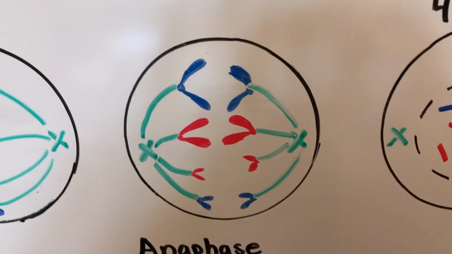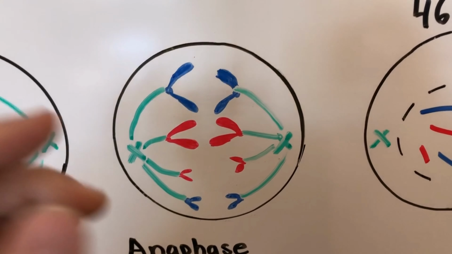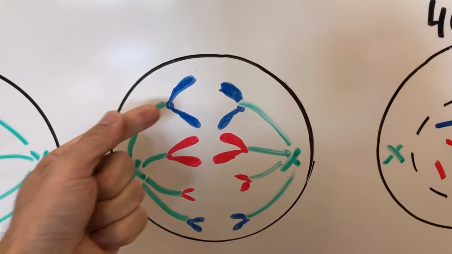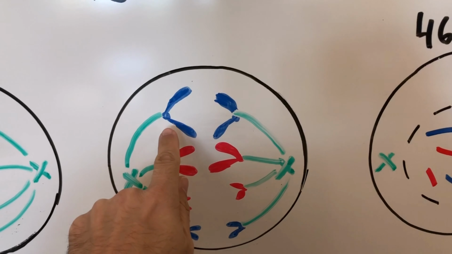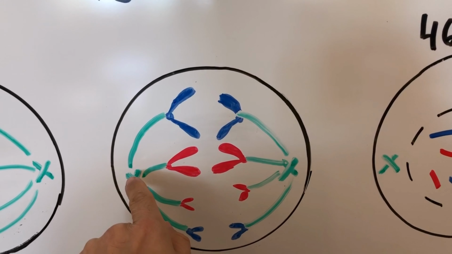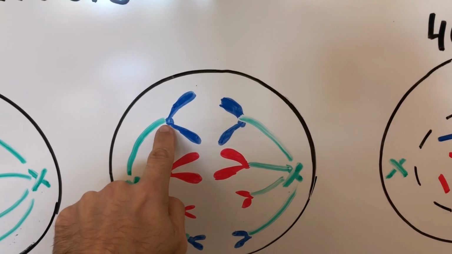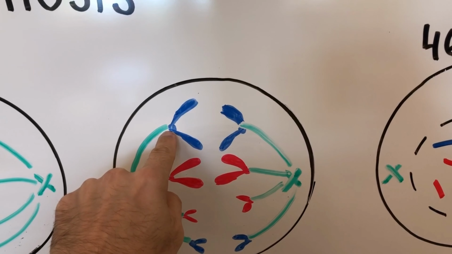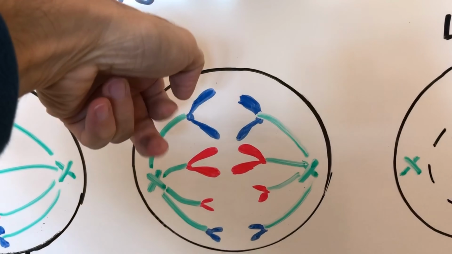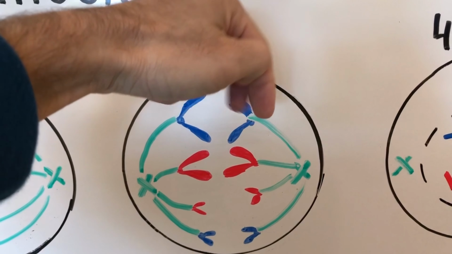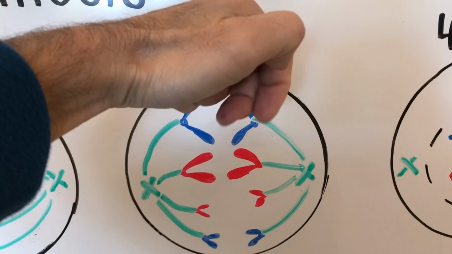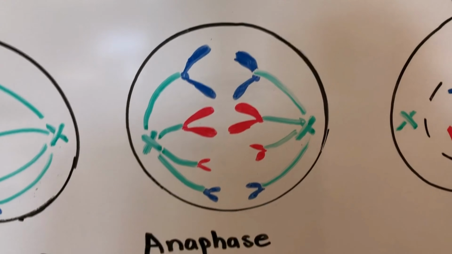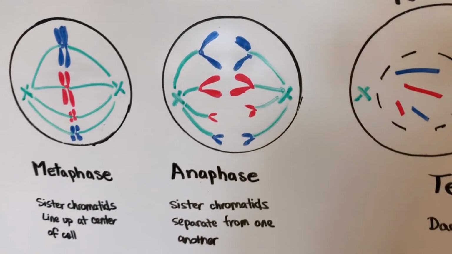And just to be clear, the reason these are traveling apart is not because the centrosome is pulling the sisters. The sisters themselves make their way to the opposite poles of the cell. You know why? Do you remember those little kinetochore proteins attached to the centromere? Those kinetochore proteins have little motor molecules inside that walk. So the sister chromatids are actually walking themselves to the opposite poles of the cell. It's a pretty interesting fact.